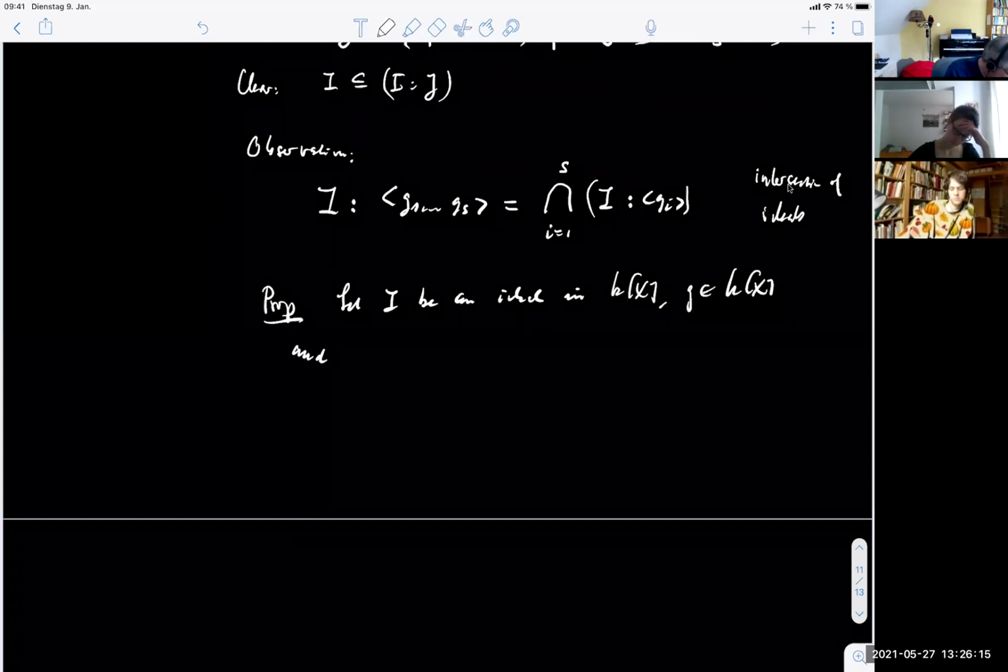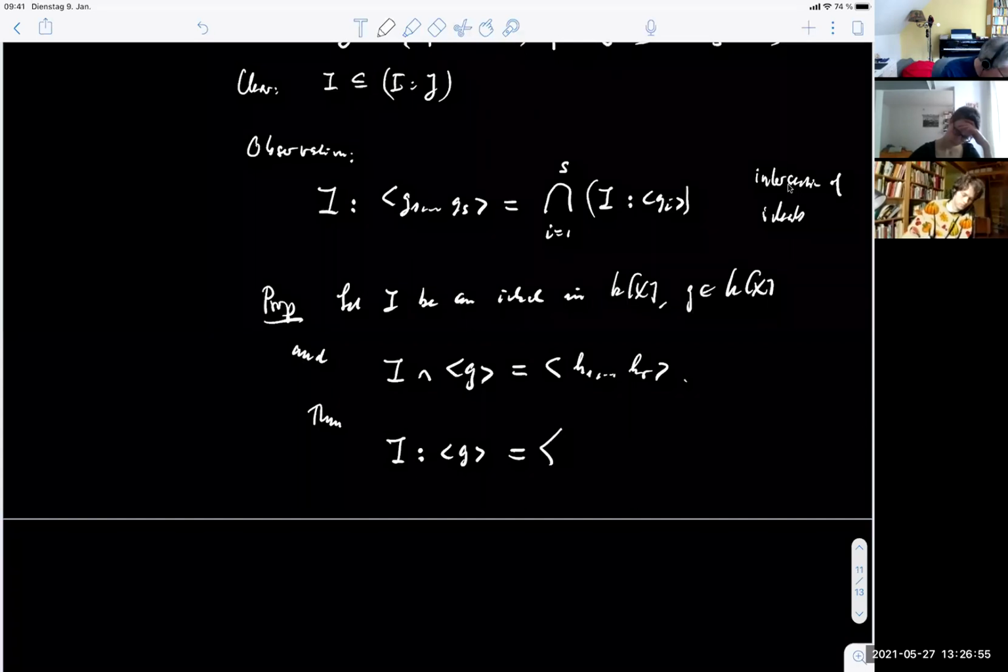I do it this way. I intersect my ideal I with the principal ideal generated by g. In principle, I know how to compute intersections. I get the list of generators h1 up to hr. Then I can compute the list of generators for this quotient ideal. It's just this.